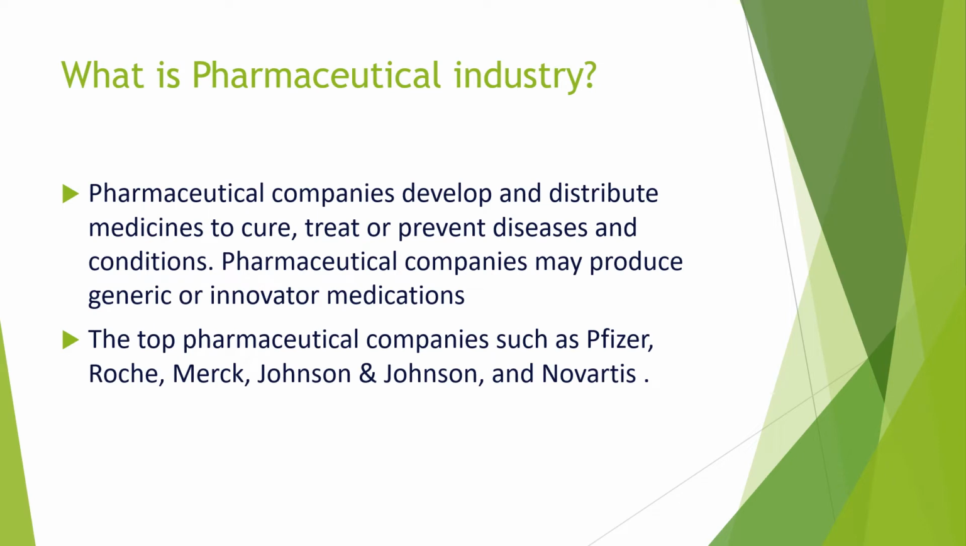So what is the pharmaceutical industry? Pharmaceutical companies develop and distribute medicines to cure, treat, or prevent diseases and conditions. They mainly produce medicines, developing and distributing them to cure and treat patients. Pharmaceutical companies may also produce generic and innovator medications.